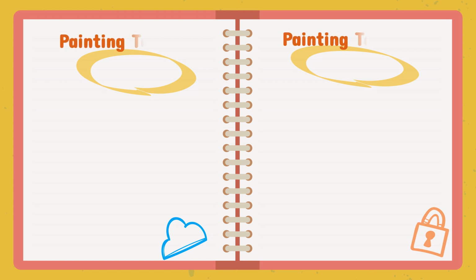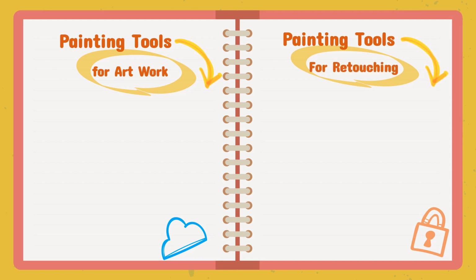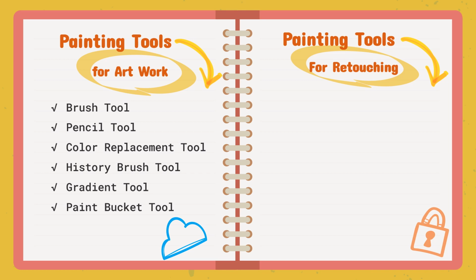First, we will learn the names of various painting tools. Painting tools can be for artwork and painting tools can be used for retouching. Various tools for artwork can be brush tool, pencil tool, color replacement tool, history brush tool, gradient tool, and paint bucket tool. All these tools can be used to draw and fill the colors in various objects.